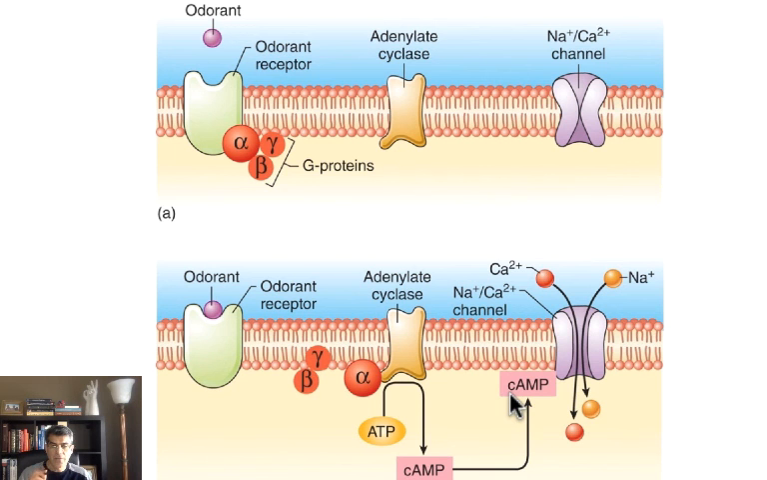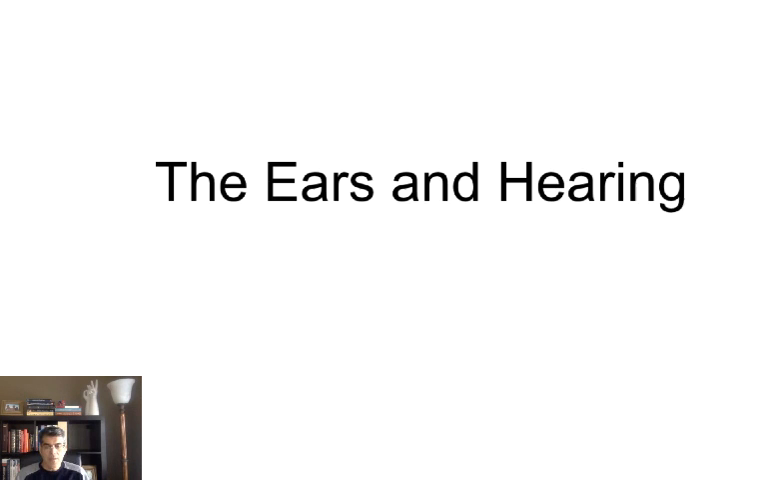So the answer to how do we smell things? The answer is using G protein and a channel that is sodium and calcium channel. And this is going to bring us to the sense of ear and hearing.